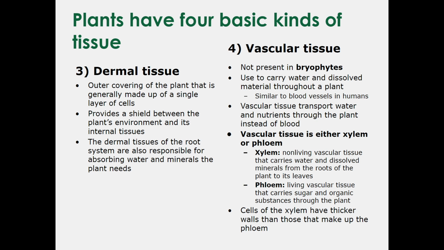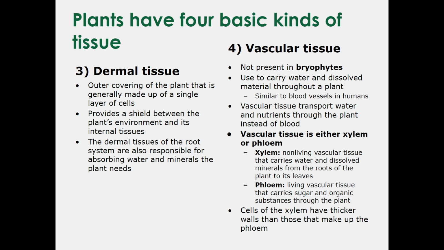Now, what we're probably most interested in, and we'll talk a little bit more about, is the vascular tissue, which we didn't see in the bryophytes, like mosses or liverworts or hornworts. The vascular tissue is used in plants in order to carry water or nutrients throughout the plant, up the stem, past the petiole, to the leaves.